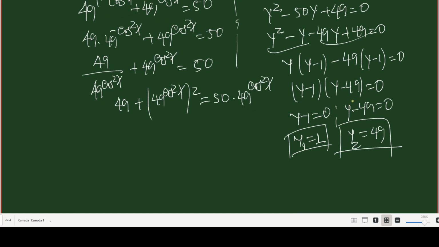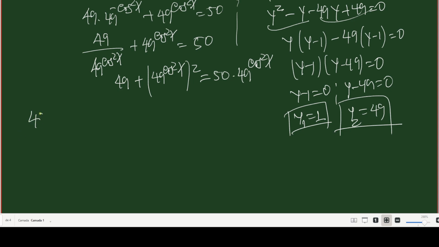Now we get back to our substitution. So we have that 49 to the cos square of x is equal to y, right? So let's say y1, which is 1. This 1 is the same thing as 49 to the power of 0. So we're gonna have 49 to the power cos square of x equal 49 to the power of 0. So by this, we have cos square of x equals 0.